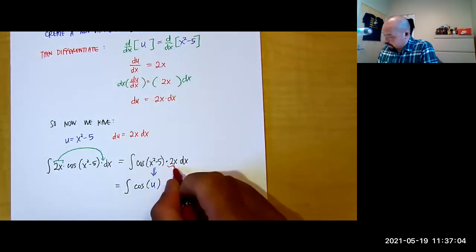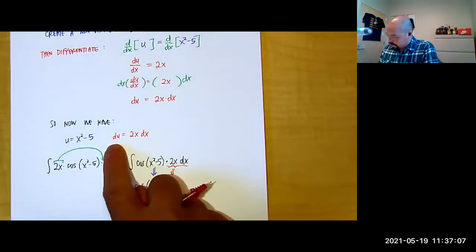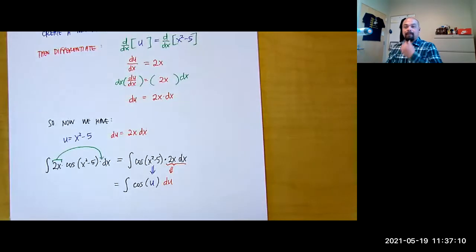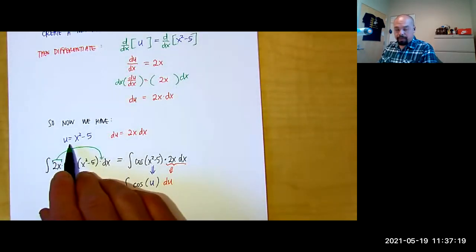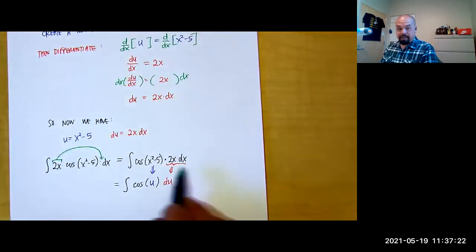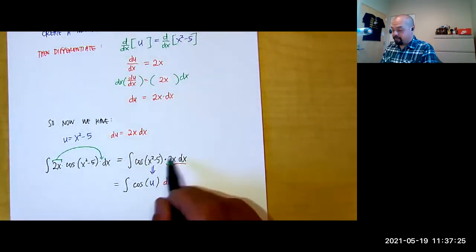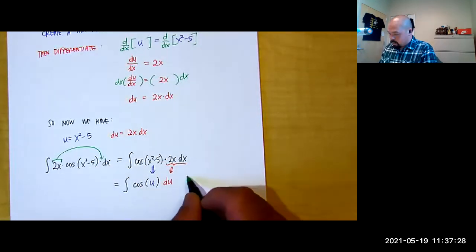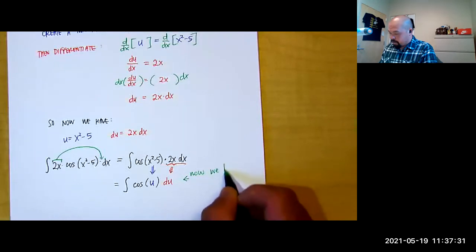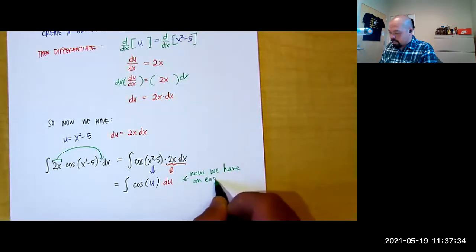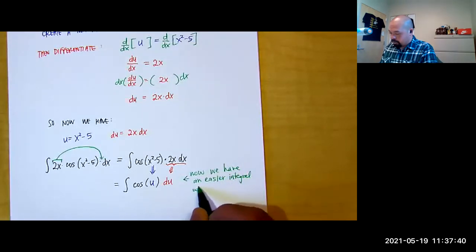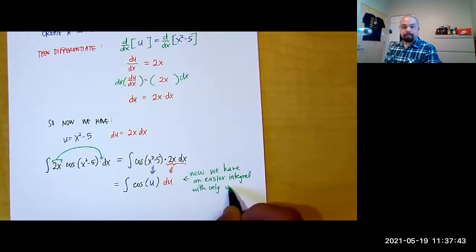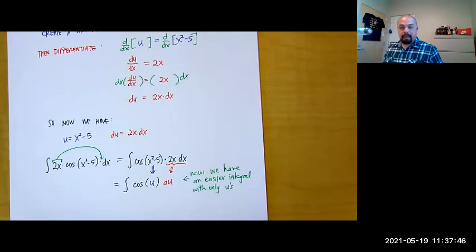This 2x dx is just exactly du. So now, with that rewriting, replacing, substituting that longer expression, that inner function, with this u symbol, that derivative du is apparent, visible in our expression as well. Now we have an easier, more direct integral with only u's, right? U and du.